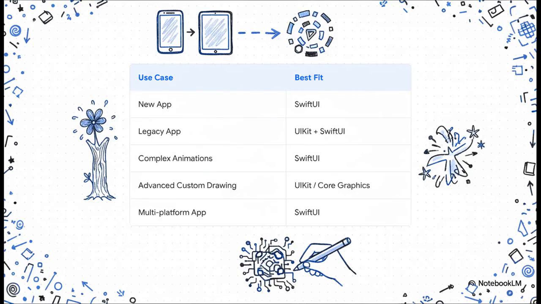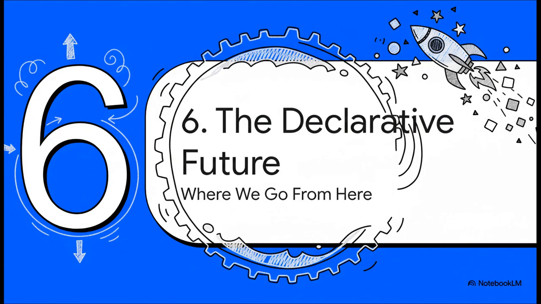So, what's the verdict? When should you use it? This table is a great little cheat sheet. Starting a brand new app from scratch? Go with SwiftUI, no question, especially if it's a multi-platform app. Working on an older, existing app? You can start mixing SwiftUI in with your UIKit code. It works great. And while SwiftUI is fantastic for complex animations, you might still need UIKit for super advanced custom drawing. So, with all that in mind, let's just zoom out for a second and look at the bigger picture.